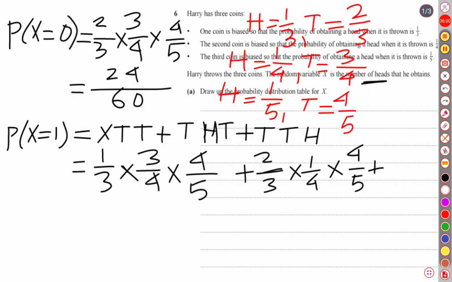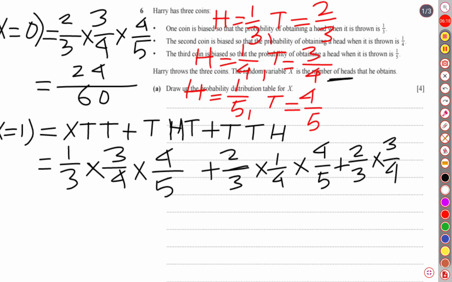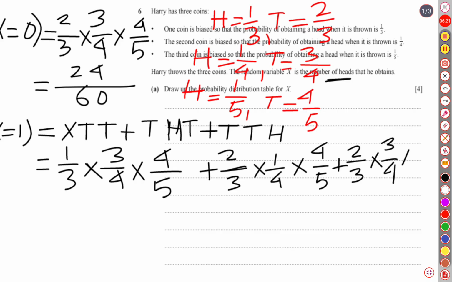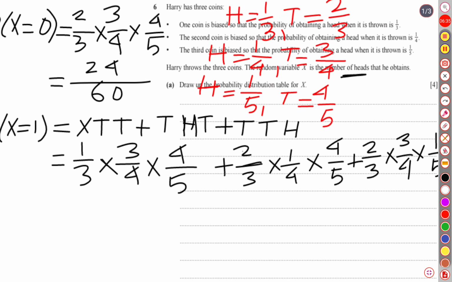Then the third possible case: first two are tails. So first probability of tail is 2 over 3, and probability of obtaining second tail is 3 over 4, into third one is head. So probability of obtaining third head is 1 over 5. Well, those are the possible cases of obtaining one head out of all three.